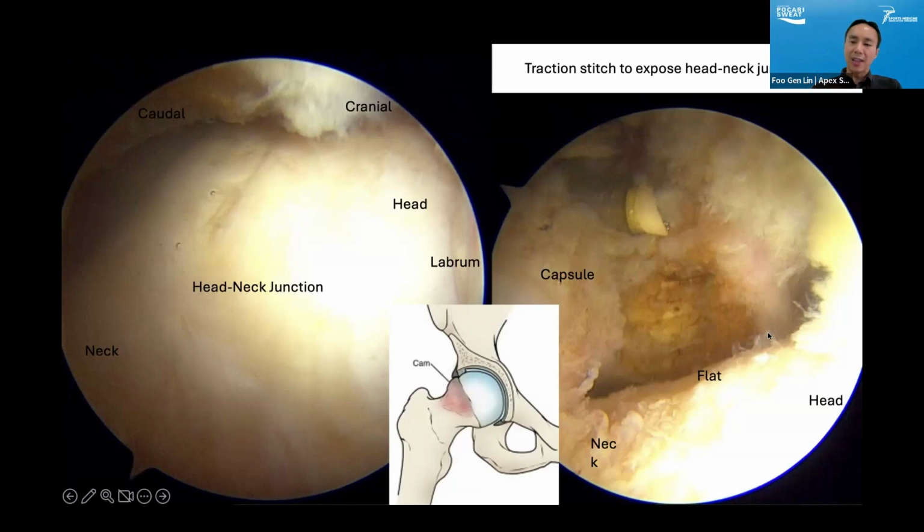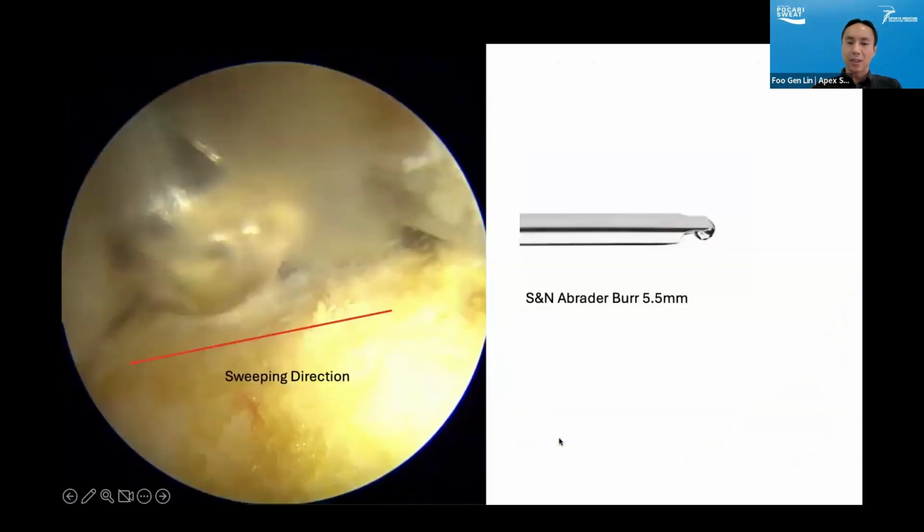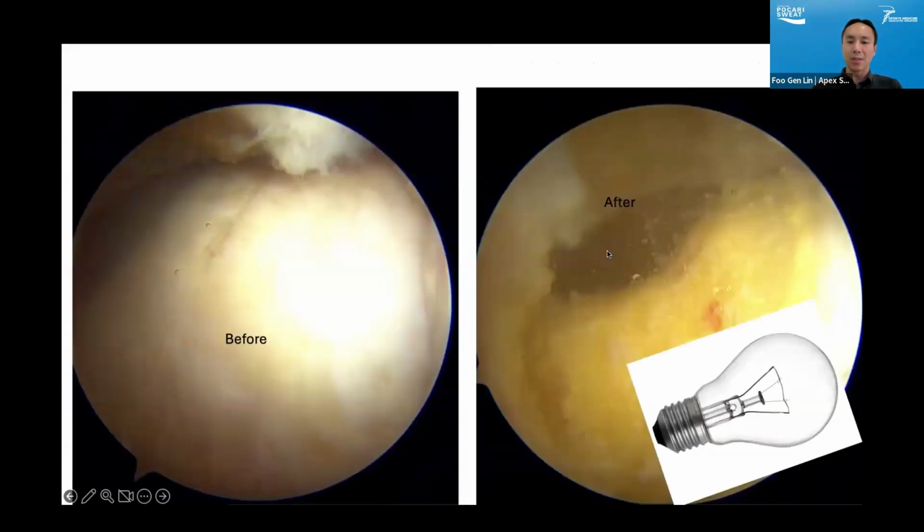It shouldn't be flat. It should be a nice curve going down the neck, but it's not in this case. So we use this very high-speed burr to reshape the bone or sculpt the bone. And this is what it should look like after the osteoplasty or the reshaping of the neck junction. It should look like a nice light bulb.